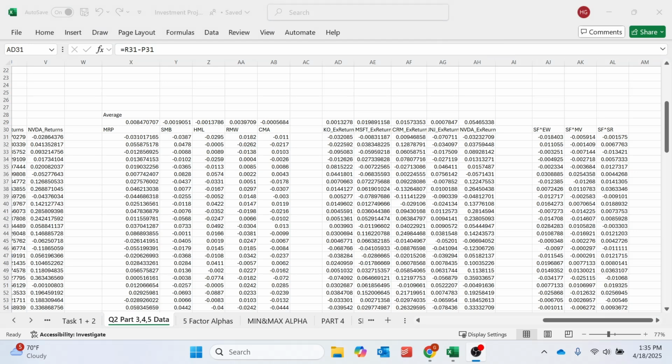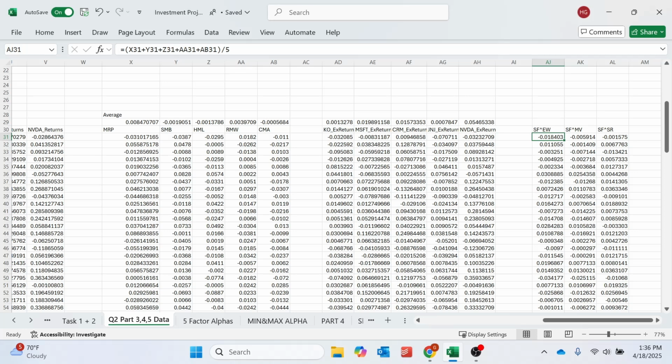In question 2, part 4, we were asked by Ross to see if we could combine the 5 factors into a single factor by using equal weights in each of them. To do that, we use this line here, which is just all of the factors divided by 5. So you're having a 20% weight in each of them.